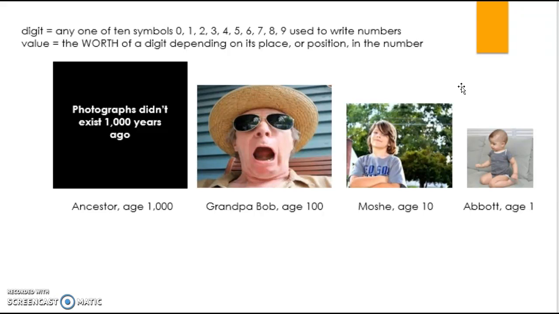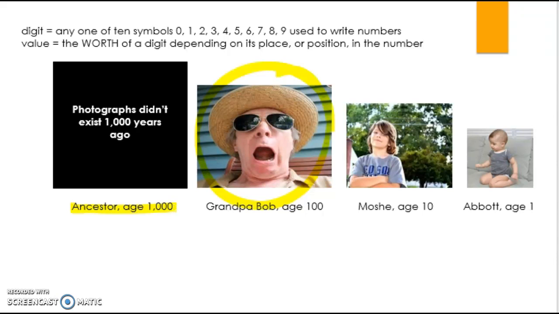Here we have Abbott, who is age 1, Moshi, who is age 10, and Grandpa Bob, who is age 100. You can tell by that face he looks free to do whatever he wants. And then we have an ancestor who is age 1000. Photographs didn't exist at that time, so we don't have a picture of that relative.